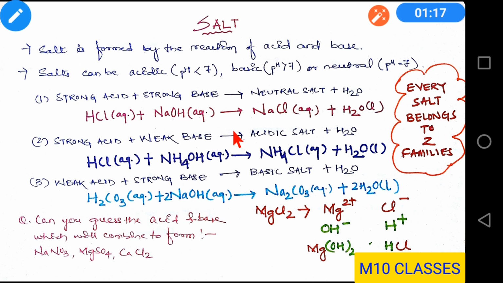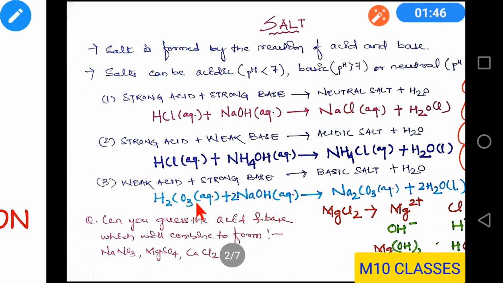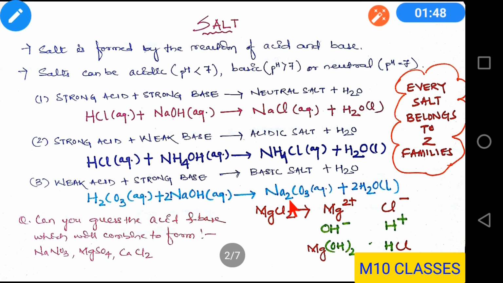Coming to the second part, that is strong acid and weak base. Here HCl, hydrochloric acid, is a strong acid and NH4OH, ammonium hydroxide, is a weak base, and it will form NH4Cl, that is ammonium chloride, which is an acidic salt. Coming to weak acid and strong base. So here H2CO3, carbonic acid, is a weak acid, and your strong base, that is sodium hydroxide, will give Na2CO3, that is sodium carbonate. It is a basic salt.